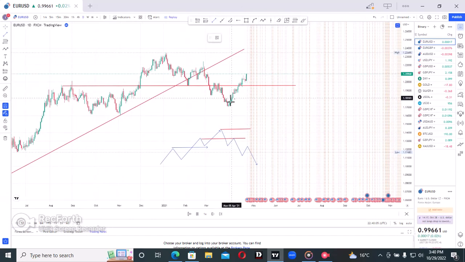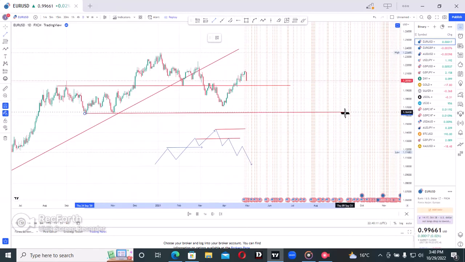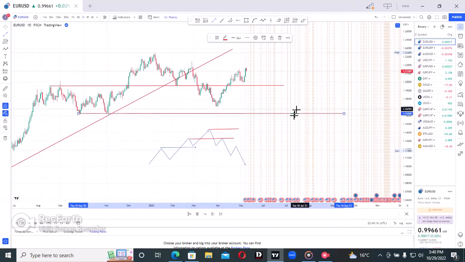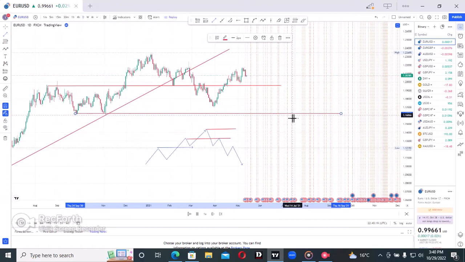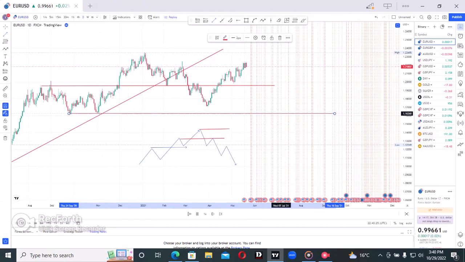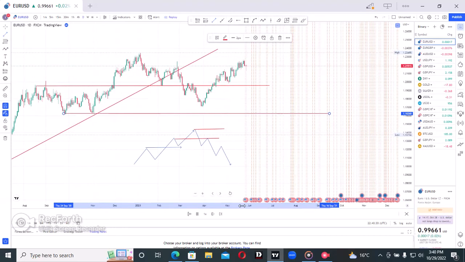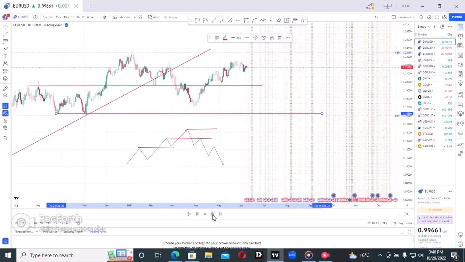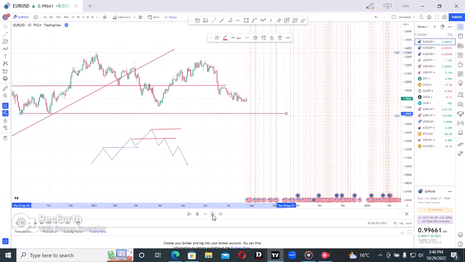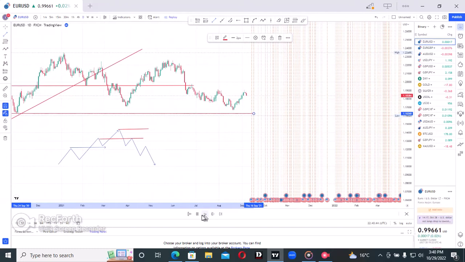As you can see, we break in again. So I'm going to draw my horizontal line from here just like this. If we break this level right here, I'm going to say now I'm moving in the down direction, but just because the price is still moving above this line right here, this is the uptrend. We're still moving in the uptrend. I just want to show you how to see that this market is now moving in the down or uptrend.